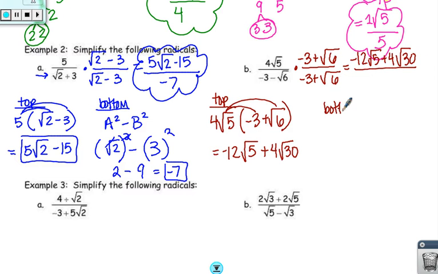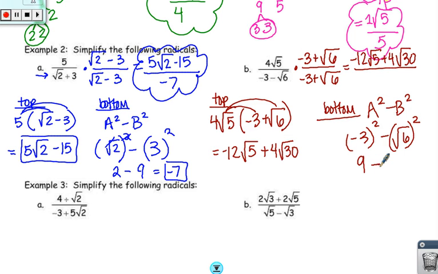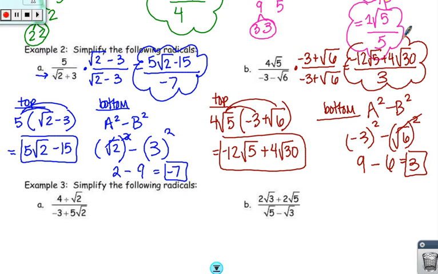On the bottom, I have a shortcut, a squared minus b squared. What are the two pieces on the bottom of my fraction? I have a negative 3 and I have a square root of 6. Well, negative 3 squared is 9 minus the square root of 6 squared cancels, and 9 minus 6 is 3. So I put that back on my problem. I have the top answer over the bottom answer, and I have my final answer.